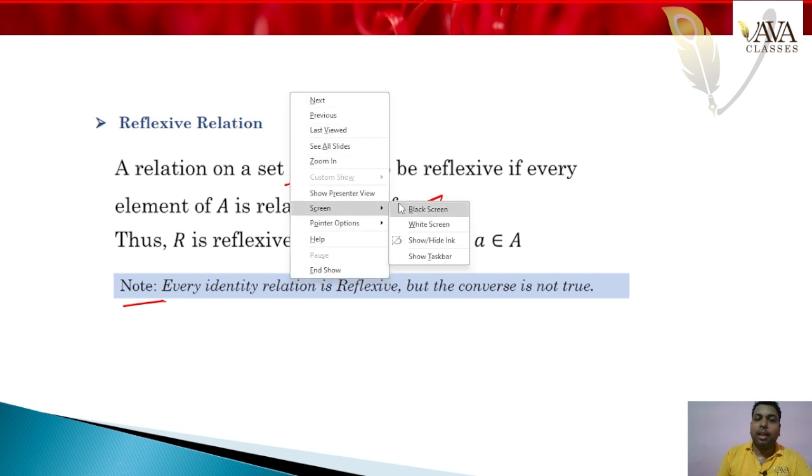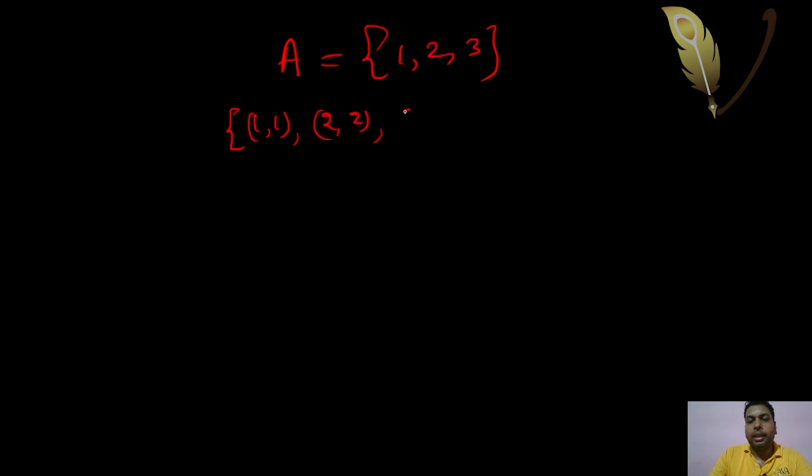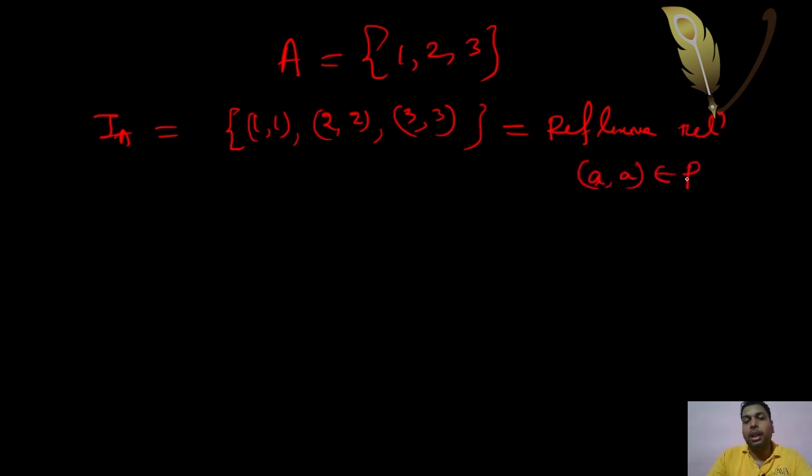We'll understand this with the help of one example. What is the difference between identity relation and reflexive relation? Suppose A equal to {1, 2, 3}, and we have a relation like (1,1), (2,2), (3,3) only. Okay, so it is an identity relation. Every identity relation is also reflexive. This is also a reflexive relation because (a, a) belongs to the relation for all a belongs to A.